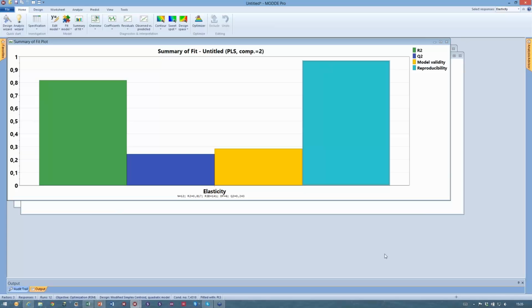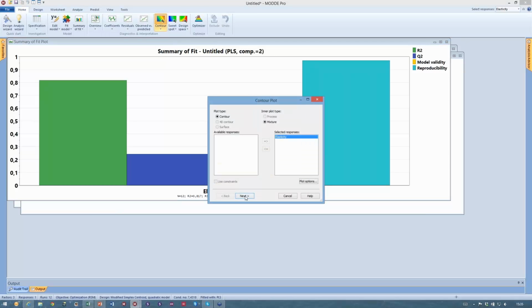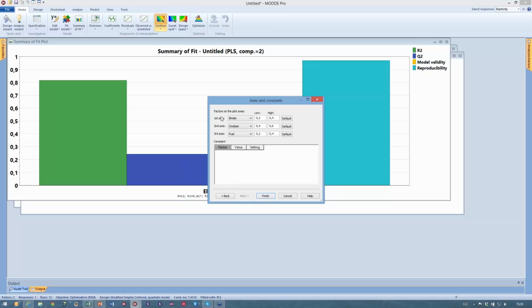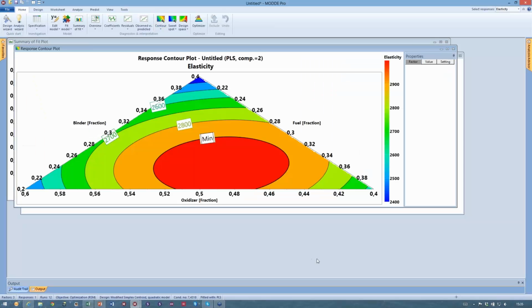Upon clicking finish, we are exiting the analysis wizard, and we are now at the stage where we can use our model, and we can make contour plots, sweet spot plots, and design space plots. I will only exemplify the contour plot. We only have 3 mixture factors, so there aren't any choices to make regarding which factors are to be plotted. And here we then see the resulting trilinear contour plot, which is the same one as I was presenting in the PowerPoint part.